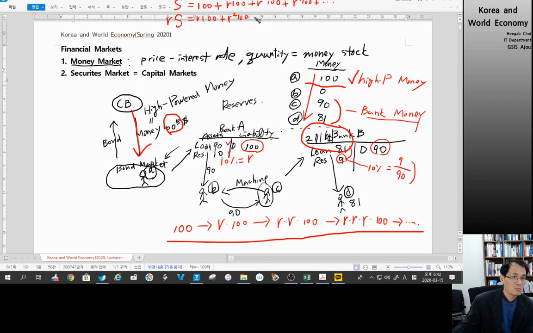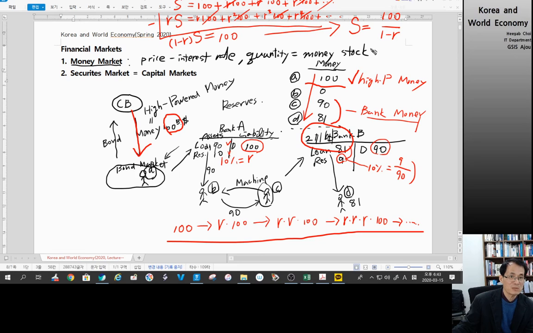R100 plus R square 100 plus R to the third 100 plus R to the fourth 100 plus dot dot dot. And why don't you subtract it? Then we have 1 minus R times S, and the remaining terms are erased. And how much do we have? 100, right? So S will become 100 divided by 1 minus R, and R is 10%, so this will be 100 divided by 0.9.